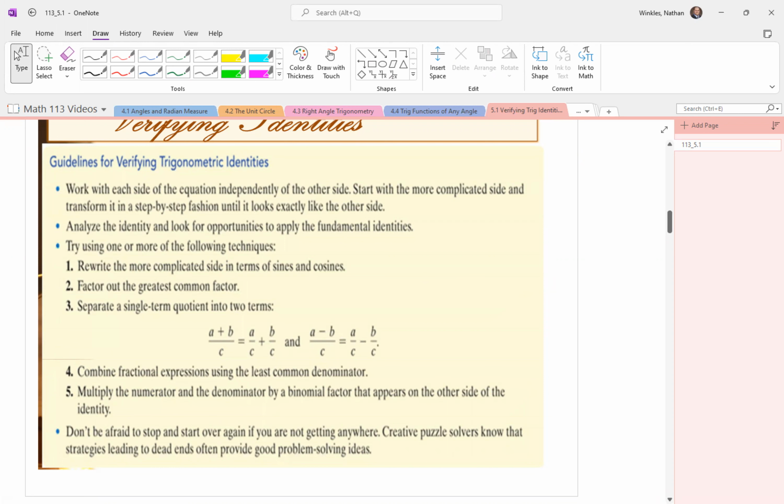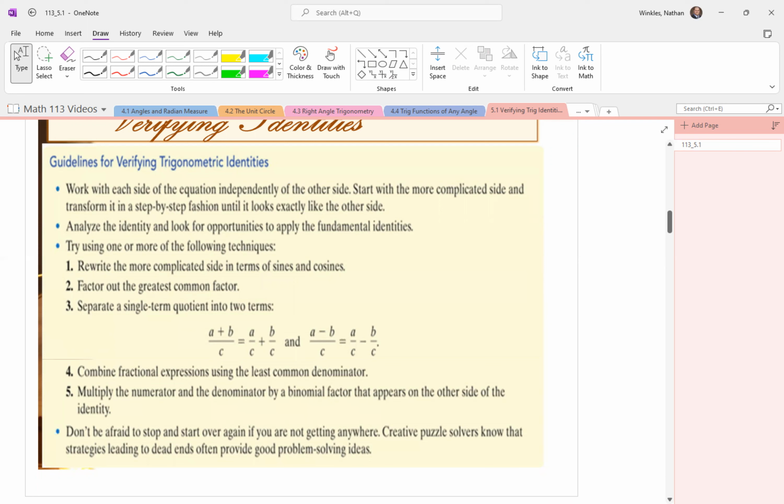Analyze the identity and look for opportunities to apply the fundamental identities. Try using one or more of the following techniques. The first one: rewrite the more complicated side in terms of sines and cosines. So in other words, break it all the way down to our basic two functions, sine and cosine. Factor out the greatest common factor if we have one.